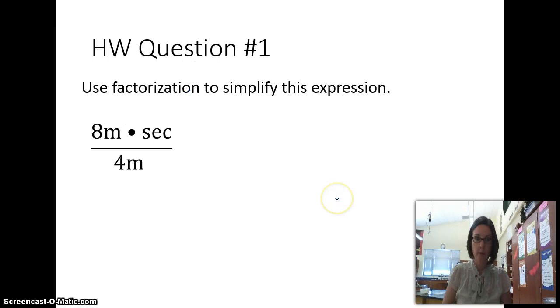So you have a few practice problems here to do in part of your Edmodo homework. Here's question number 1. You're going to use the skills we just used of looking for common things top and bottom and simplifying. Get it as simple as you can, and then pick that answer for question number 1. You may want to pause the video and look at it.